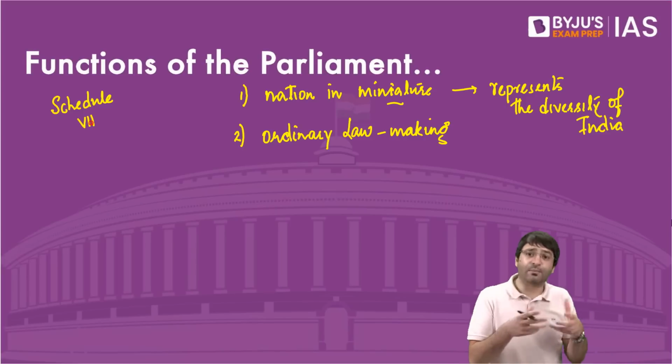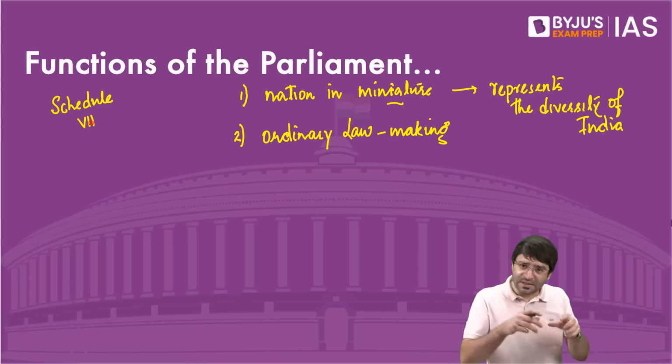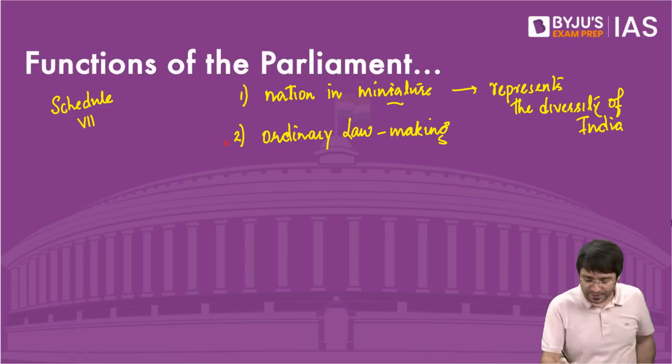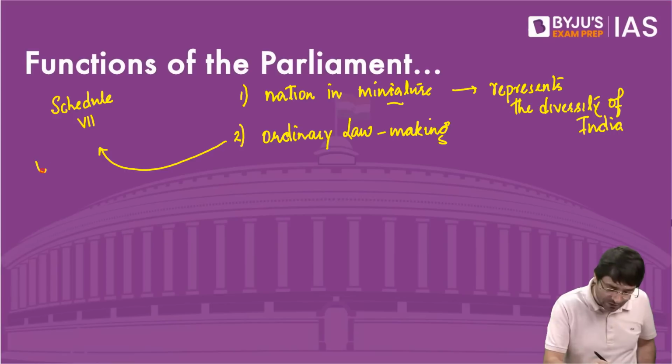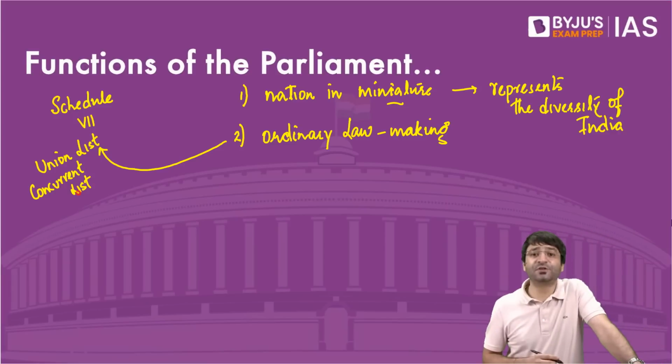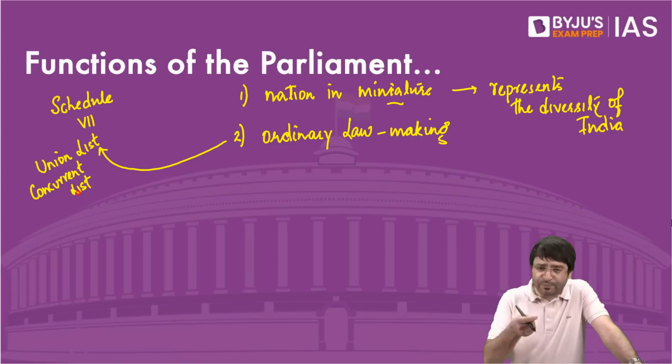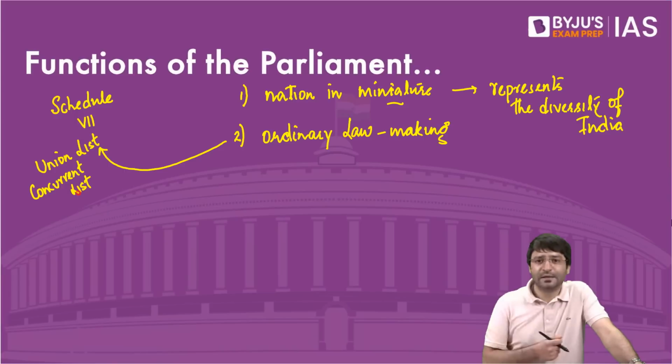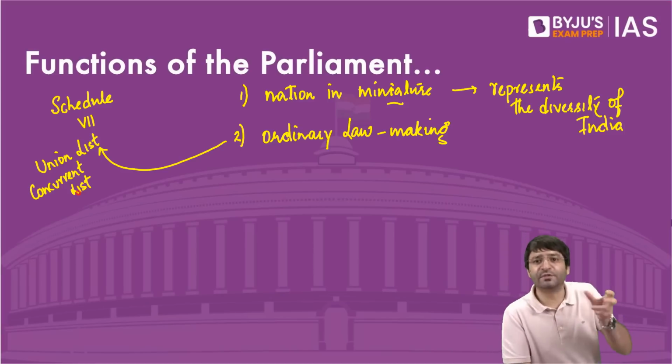All these laws become ordinary laws. And this is the ordinary law making power of the Parliament, that Parliament has the power to make a law on any item mentioned in the union list, on any item mentioned in the concurrent list. For example, in the union list, we have citizenship. Who has the power to make a law on citizenship? Parliament. In the concurrent list, we have subjects such as marriage and divorce. Special Marriage Act. Who has the power to make such a law? Parliament. Similarly, we have criminal procedure, civil procedure.